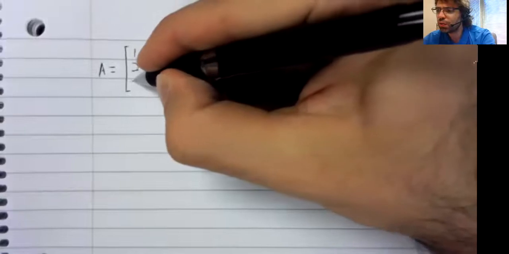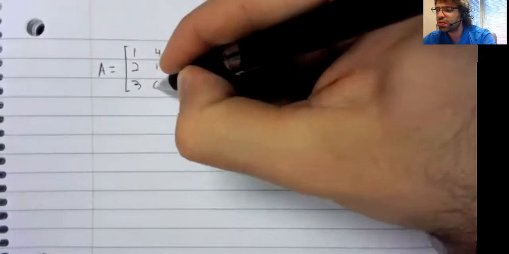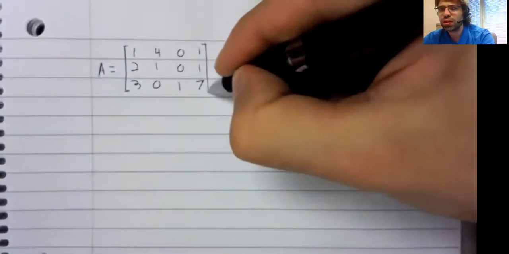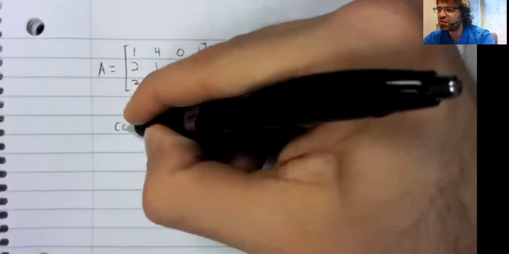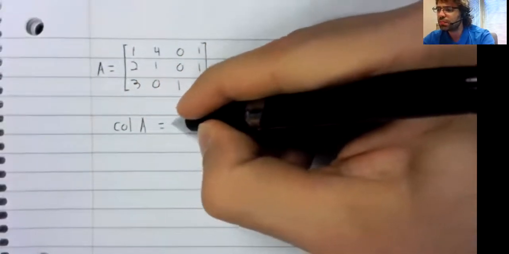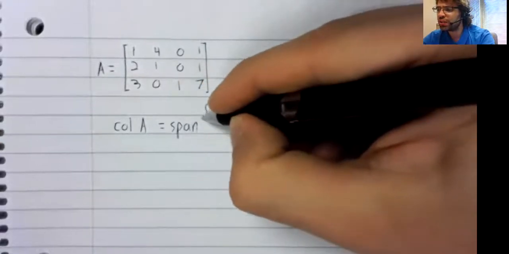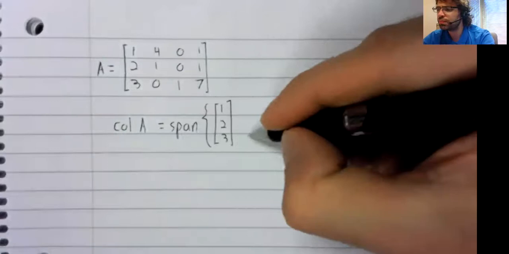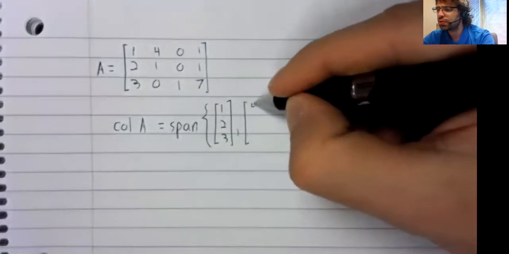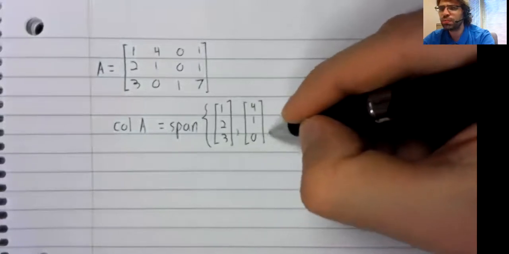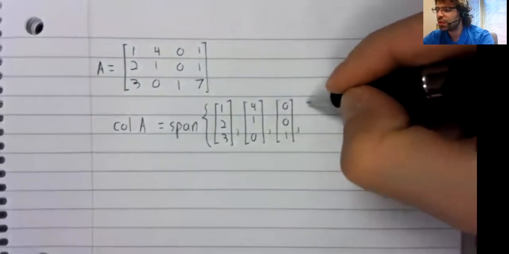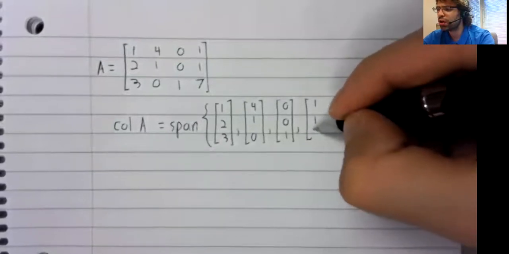So for example, if A equals this matrix, the column space of A is the span of the first column, the second column, the third column, and the fourth column.